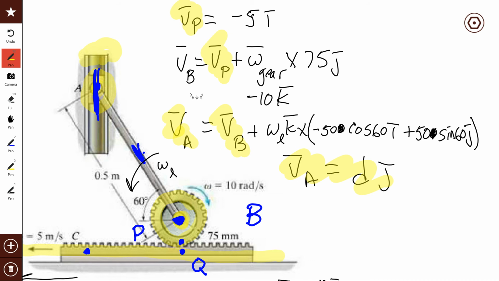VA equals what? Why is it only a j? Oh, did I use a D somewhere? It's only vertical. It's only vertical. That's what I'm saying. It's only vertical.